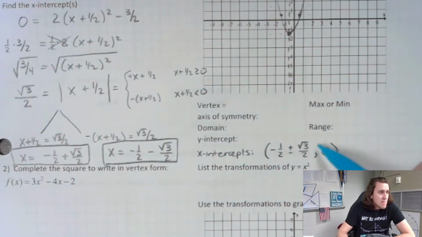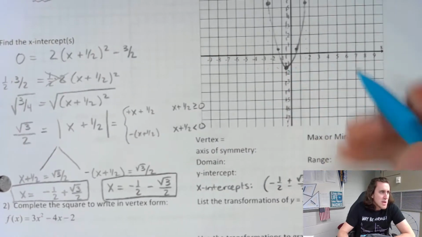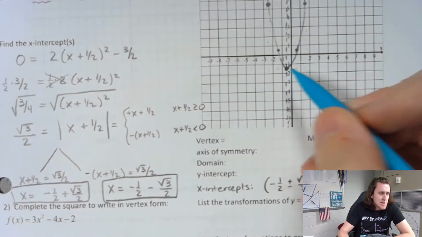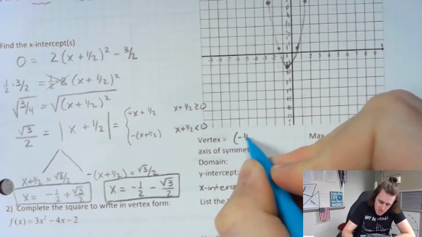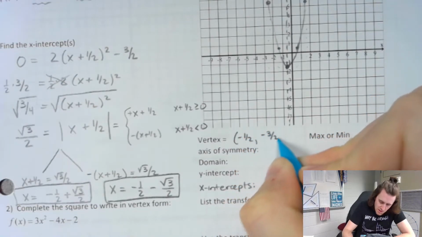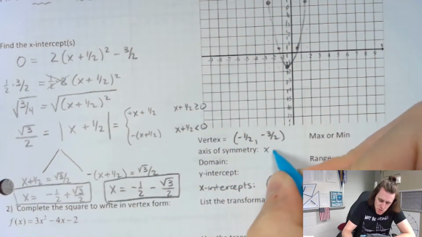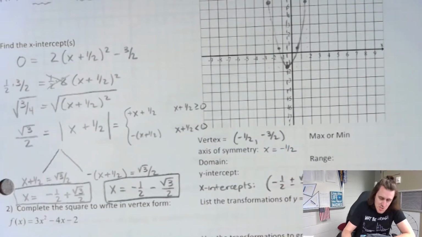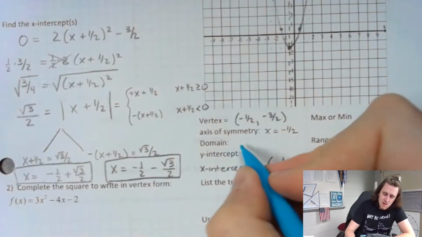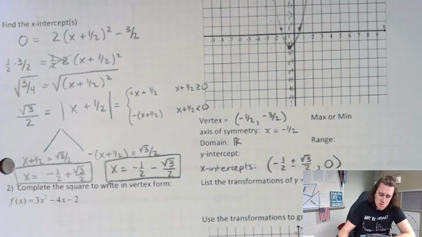Filling in the rest of this information from our graph, we said our vertex was left a half, down 3 halves, which makes our axis of symmetry that left a half part. So x equals negative a half. Domain is all reals.